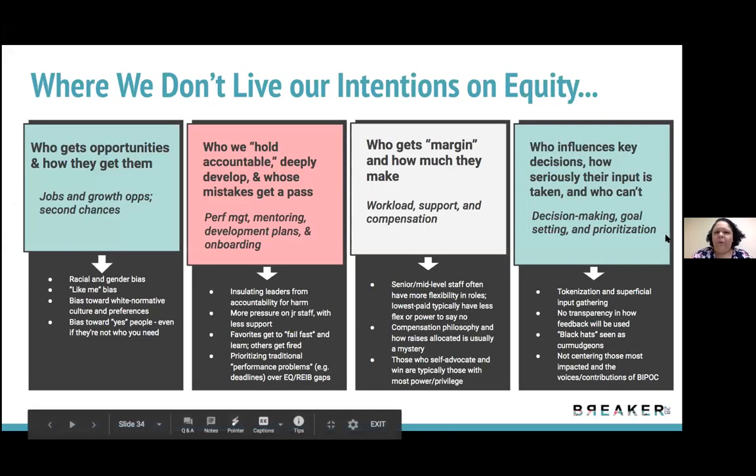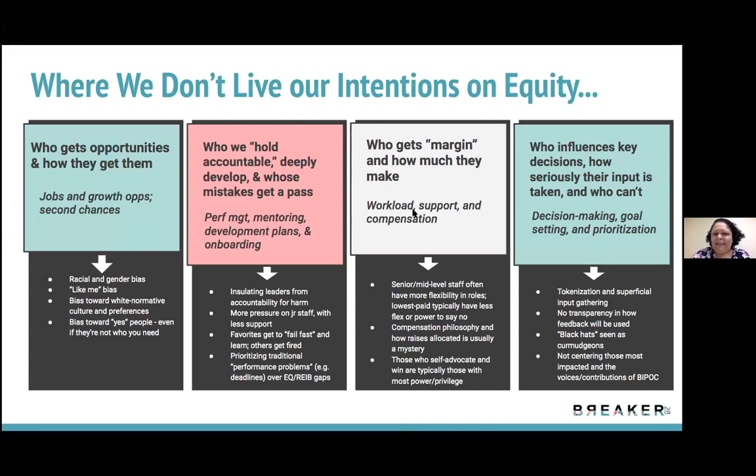I'm not going to go through this slide here because you'll get these slides, but these are 4 places where organizations typically suffer and don't live out their intentions on equity. And so you'll have this slide to look at later, but it's sort of helping you know where to start looking. And this is particularly for people managers and above.